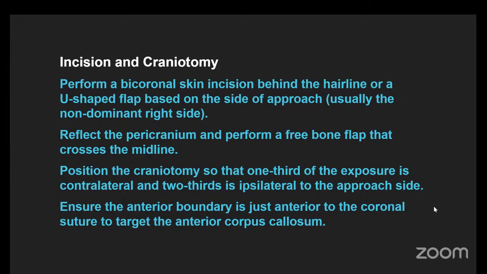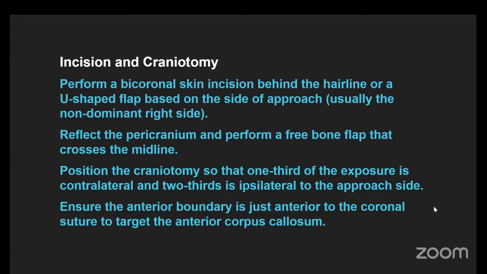What we do is we build a hinge flap, and then we reflect the skull flap, we expose the pericranium, we make a craniotomy. After we are done with the craniotomy, we make sure that at least one third of our exposure is towards the contralateral side. I'm going to show the pictures, so if this is a lot of text, please bear with me.